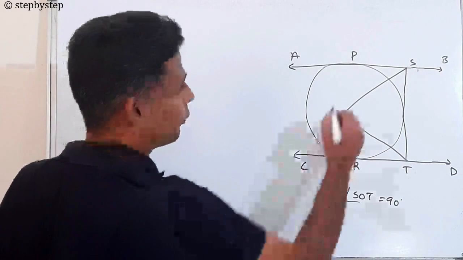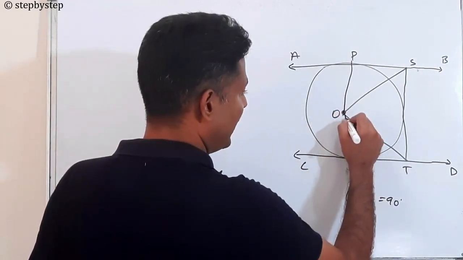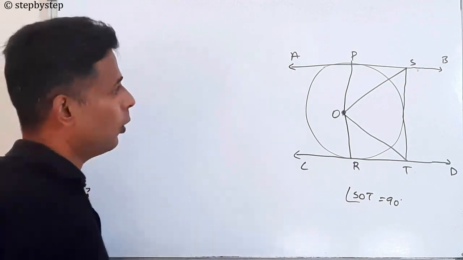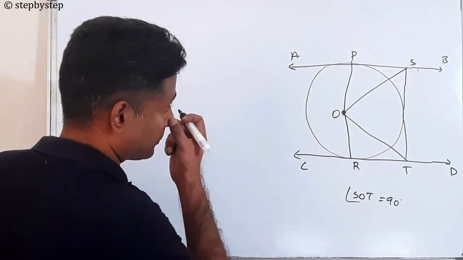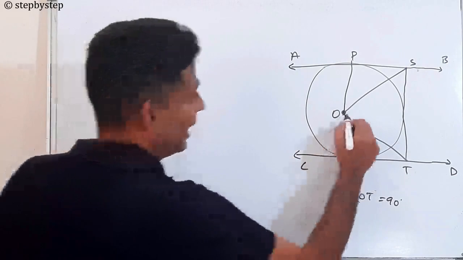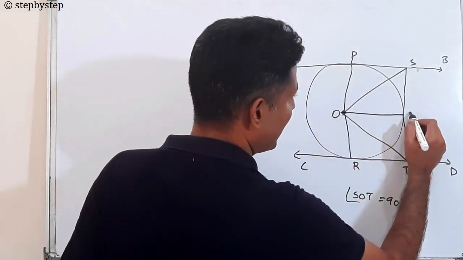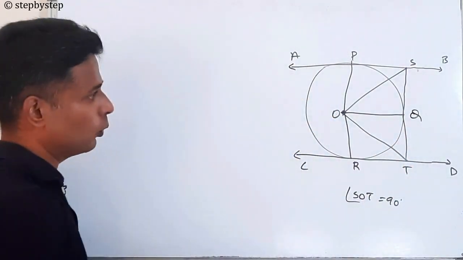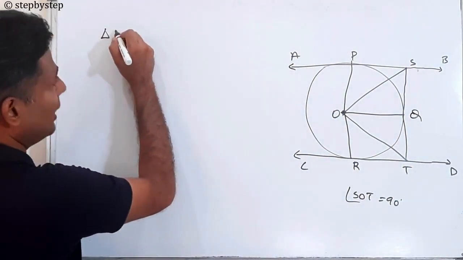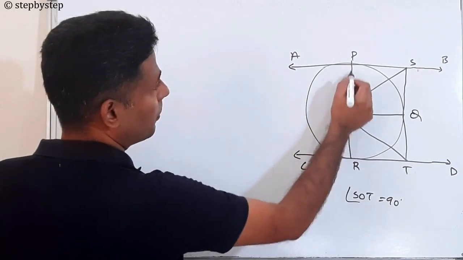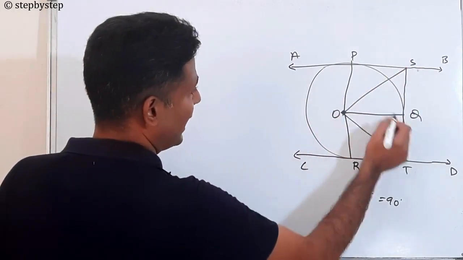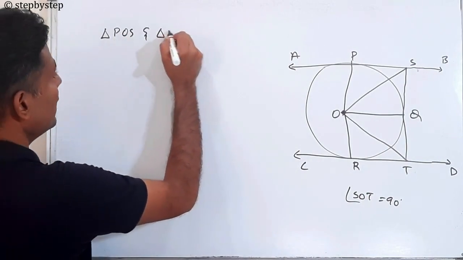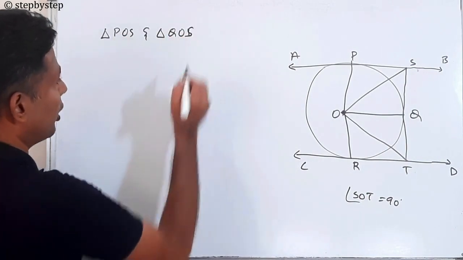Here, what do we do? First we join PO and OR. Alright. So now we have joined PO and OR. Now what do we get? And we will also join this point to this point, and this point has been given as Q. Now if you see triangle POS and triangle QOS, they will be congruent.